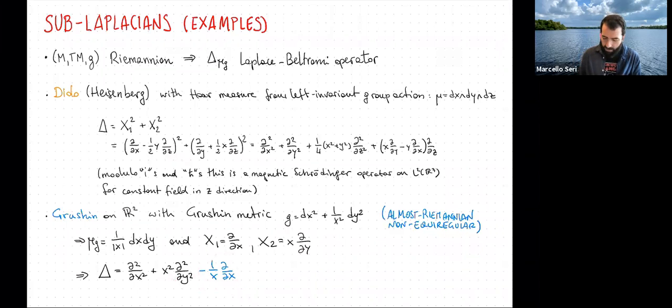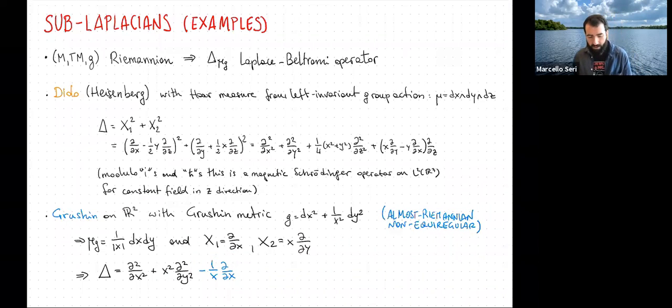In the equiregular case, you can drop this term and the operator will look the same. It's just a lower order correction to whatever you study. In the almost Riemannian case, you can make sense of a canonical measure, yet the sub-Riemannian structure is bringing problems into the analysis.